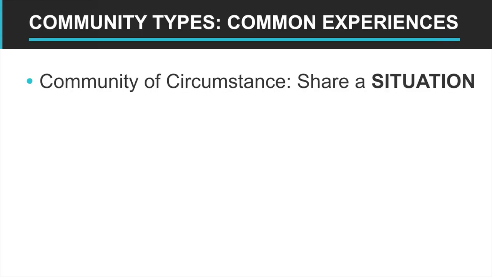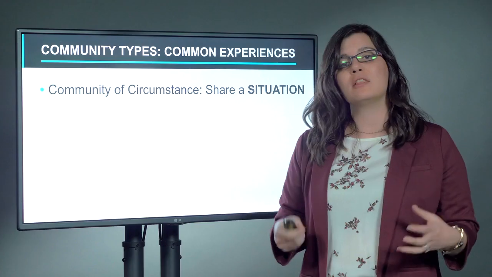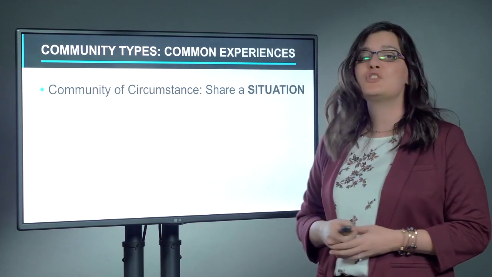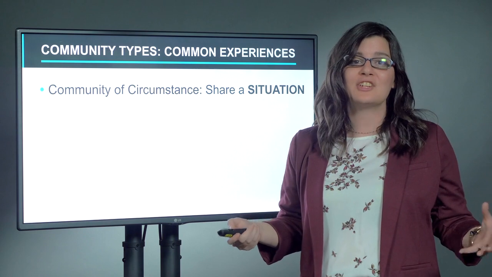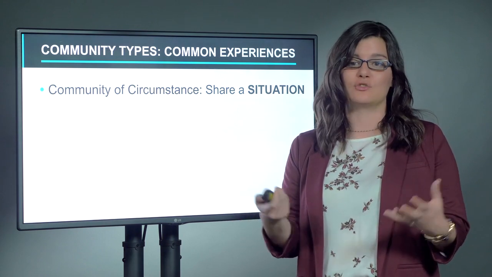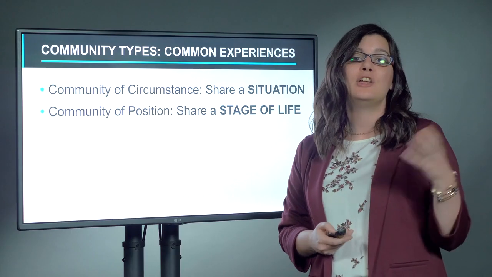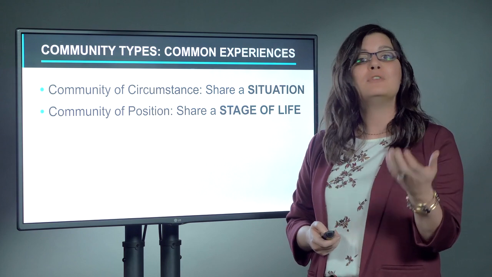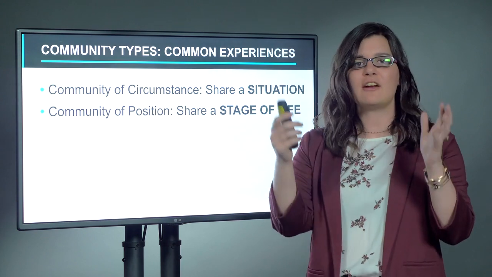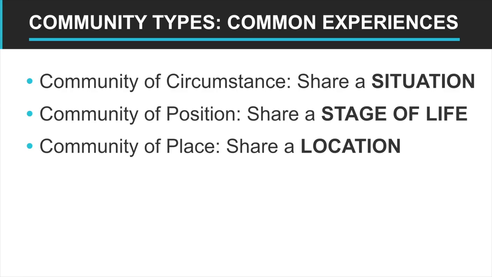There's communities of circumstance. This is when all of your members share a situation, often a situation that is outside of their control. Communities of position are when people share a stage of life. So this would be your mommy bloggers, communities for teenagers. They share a certain stage in life. Last, we have a community of place, and this is where people share a geographical location.